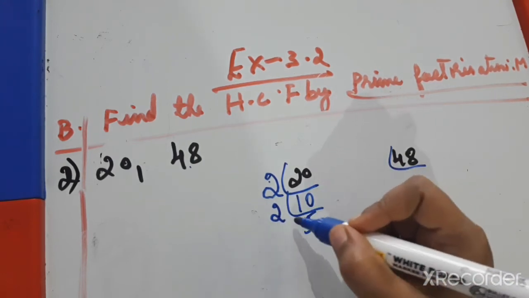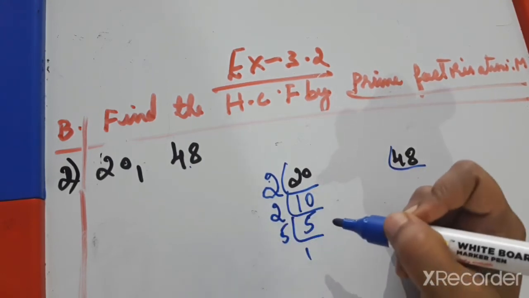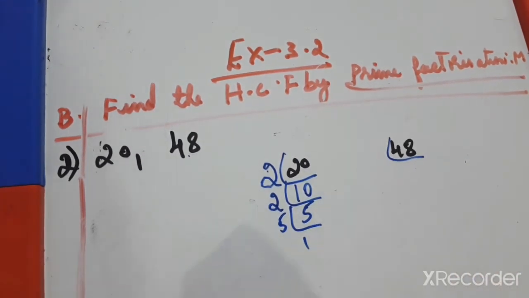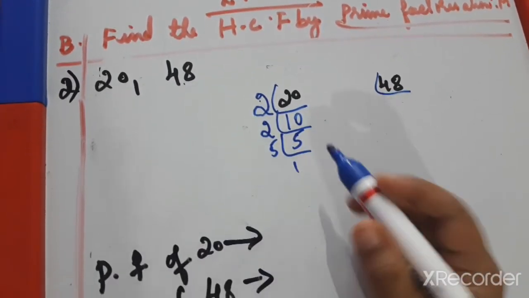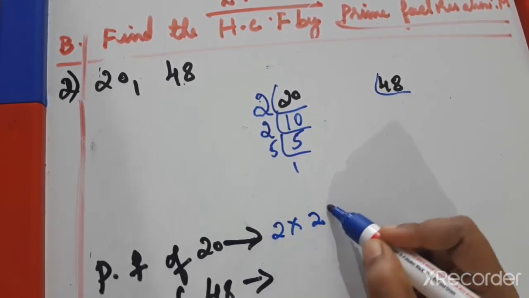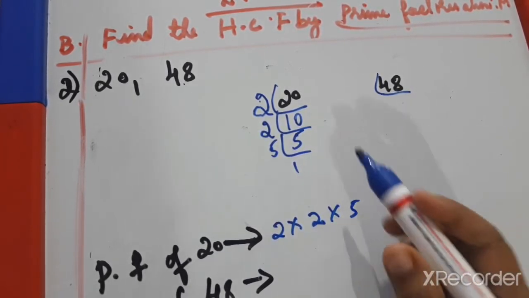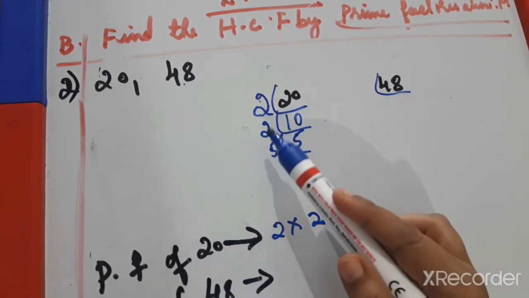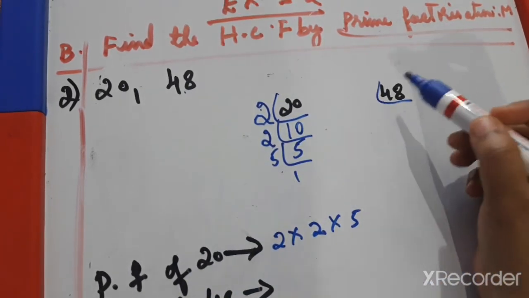2 fives are 10. Then 5 ones are 5. Now the prime factorization of 20 is 2 into 2 into 5. The prime factors of 20 are 2 into 2 into 5. Then find the factors of 48.